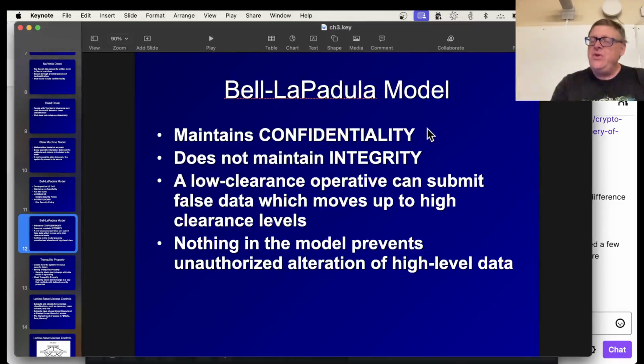And it turns out that you do get confidentiality, but you do not maintain integrity. Because a low clearance operative can write up bad data. They can submit false data, which moves up to high clearance level. Nothing in the model prevents unauthorized alteration of high data. Nothing prevents write up from corrupting the data, even though the low privileged person is not able to read that data. So it does not protect integrity. And this is, I think, how they discovered that there's more to security than confidentiality. The first thought is all security is confidentiality. But then when they built this system and saw how it worked, they said, well, we also have to have other security property called integrity, which is not provided by this model.